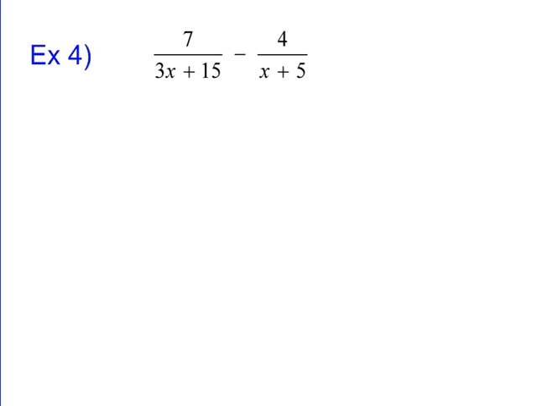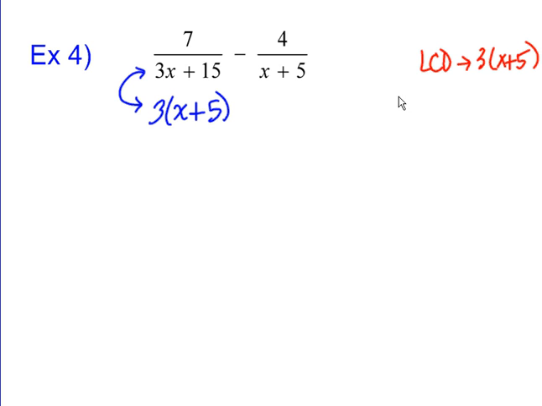Looking at our next problem here, 7 divided by 3x plus 15 minus 4 divided by x plus 5. We have two binomials and they are different, but what we need to do is factor out one of the binomials to see what's really going on. Here we factor out a 3, we end up with 3 times x plus 5. That represents 3x plus 15. And here we just have an x plus 5. Well, this is kind of like those other ones. We need both of those. 3 times x plus 5. That is our least common denominator.